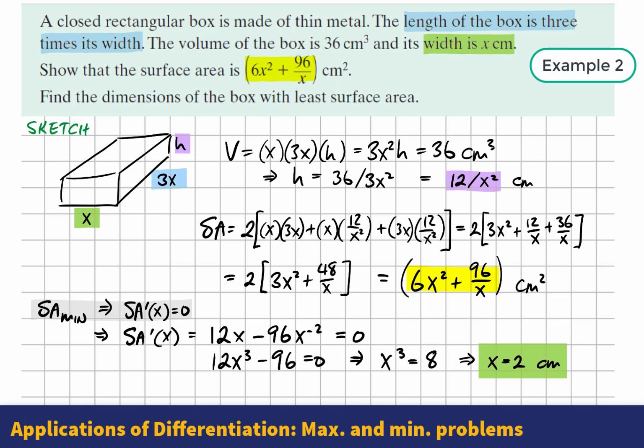We want to find the other dimensions as well. So we have the width. The length is 3 times x, and 3 twos are 6. So 6 centimeters is the length. And the height is 12 divided by x squared. So that's 12 divided by 2 squared, which is 4. And 4 into 12 goes 3 times. So h is equal to 3 centimeters.